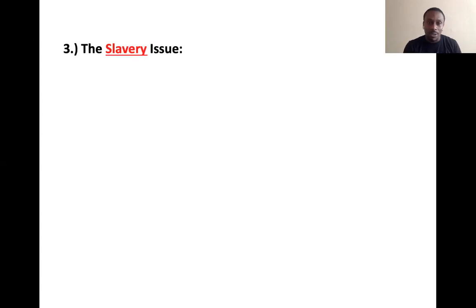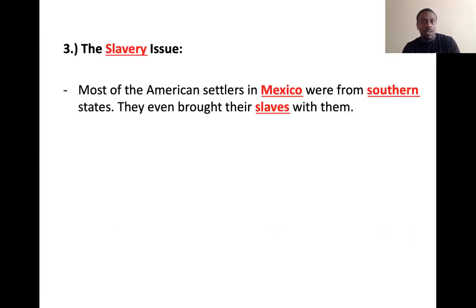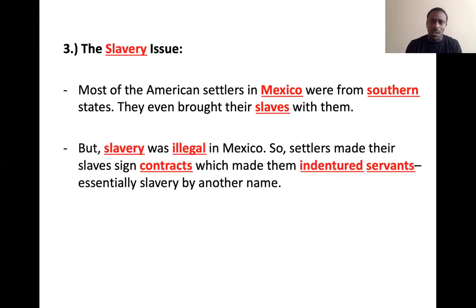The third factor was the slavery issue. Most of the American settlers in Mexico were from southern states, so they brought their slaves with them. But because slavery was illegal in Spain, slavery is also illegal in Mexico. So these settlers made their slaves sign contracts that made them indentured servants, which means that they were a step above slaves, meaning that they were eventually working for their freedom. But this is essentially slavery in everything but name.